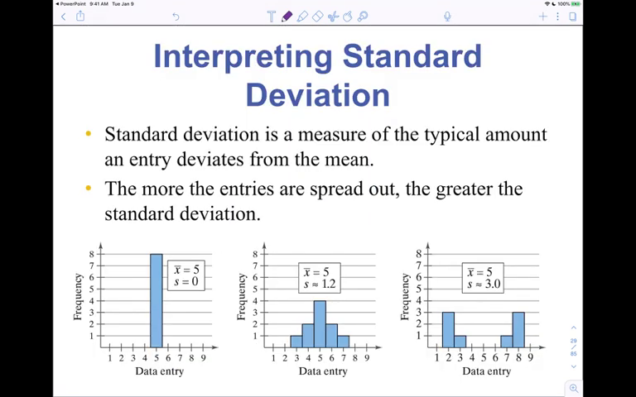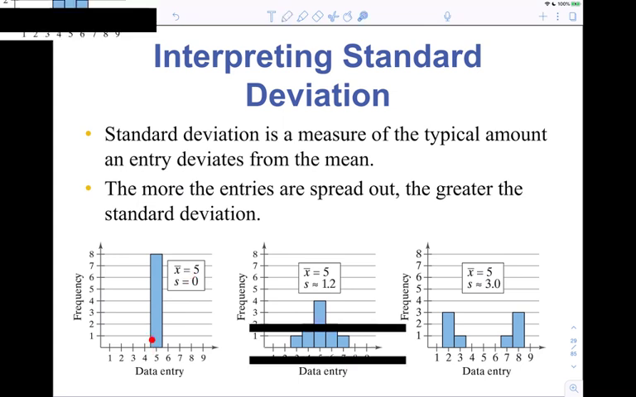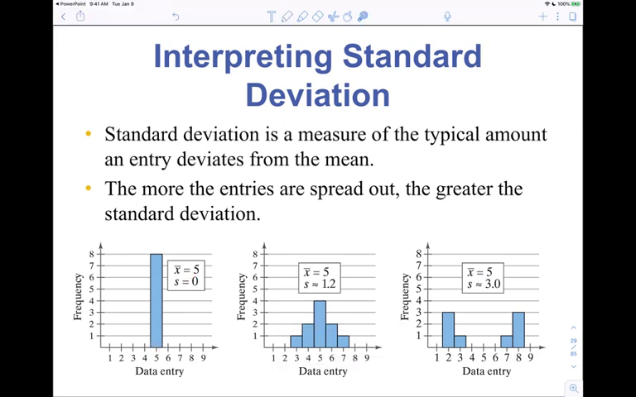Interpreting standard deviation. Standard deviation is a measure of the typical amount an entry deviates from the average. The more the entries are spread out, the greater the standard deviation. Like in this first example, the average is 5, but the standard deviation is 0. So the data is not spread out. It's all the same. It's all right here in the center.